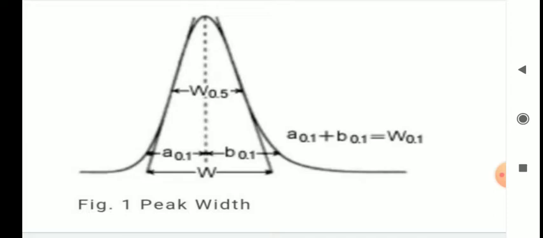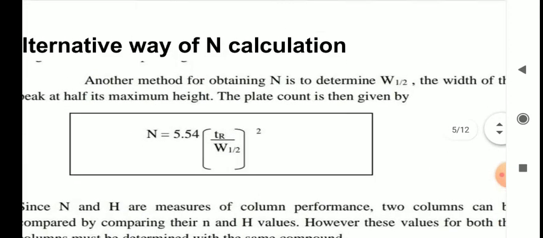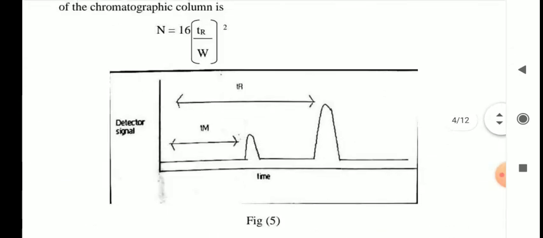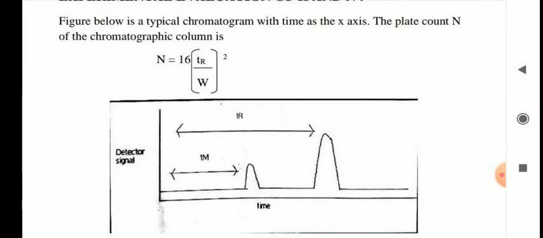The base width is made up of two halves, or simply the distance between the intersection of the two tangents. So base width is the one which is used in calculation of the plate number. In one of the formulas, the plate number is calculated using the formula n is equal to 16 into (TR by W) the whole squared. TR is the retention time, and W is the base width, which I explained just now.